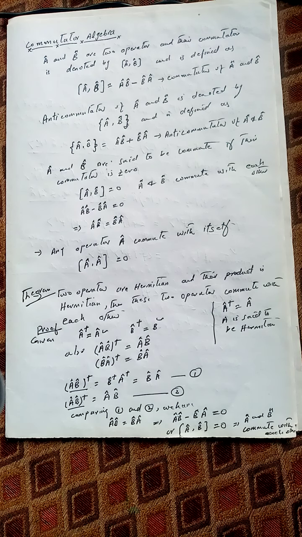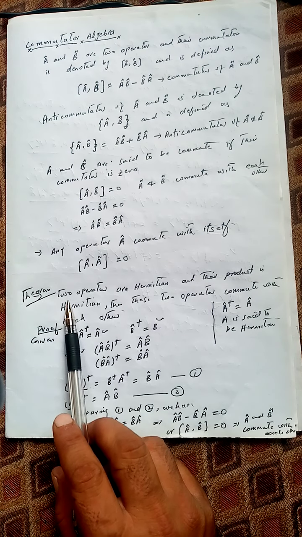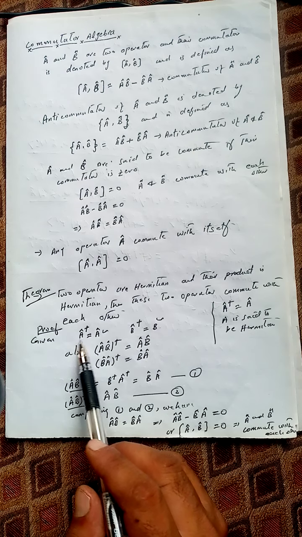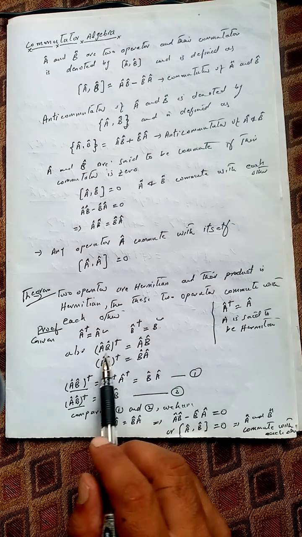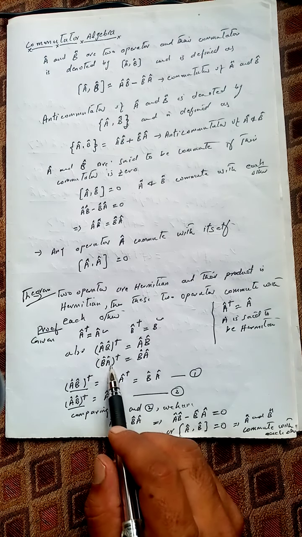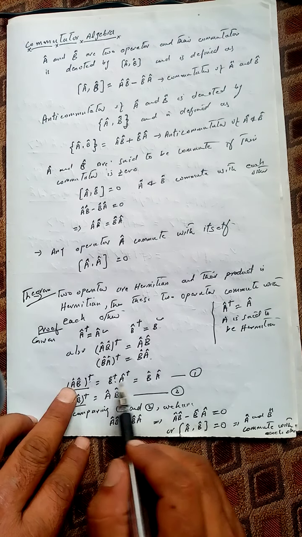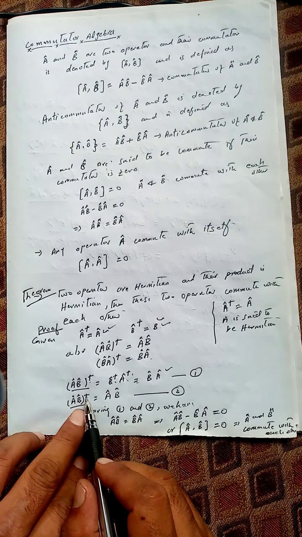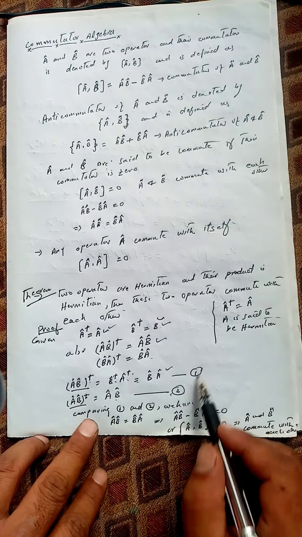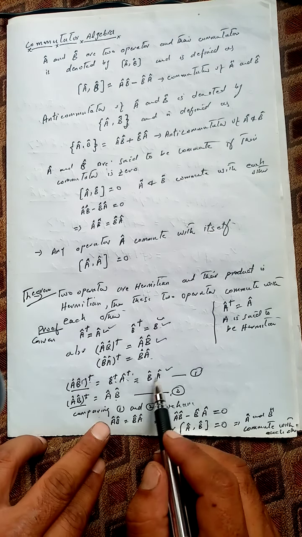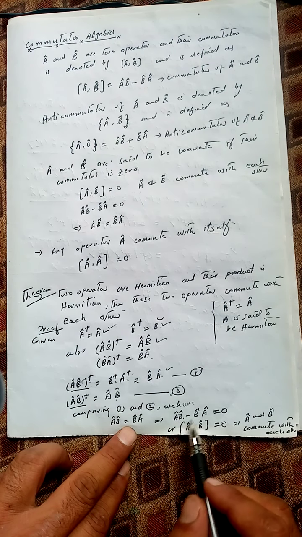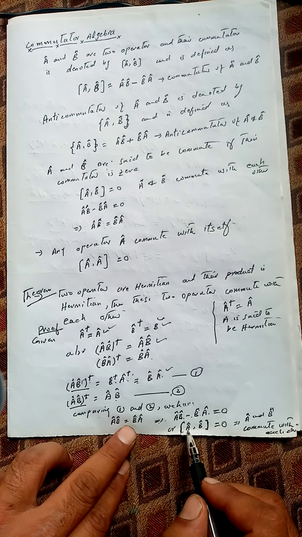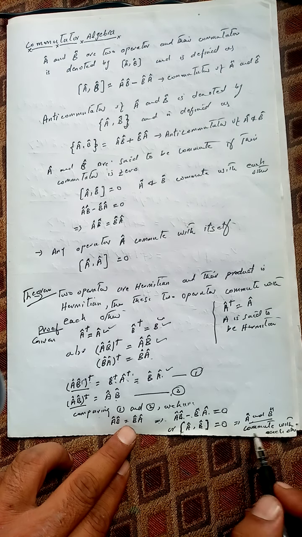Next we will come to the properties of operators. So the theorem, I will explain it again. If you have two Hermitian operators A and B, so A dagger is equal to A and B dagger is equal to B, and their product is also Hermitian, so AB whole dagger is equal to AB. Now AB whole dagger is equal to B dagger A dagger, which is equal to BA, since B dagger is B and A dagger is A, which are given. Comparing equations 1 and 2, the left hand sides are equal, so the right hand sides should also be equal: AB is equal to BA. This implies that AB minus BA is equal to 0, which is the commutator of A and B equal to 0. So we can say that A and B commute with each other.